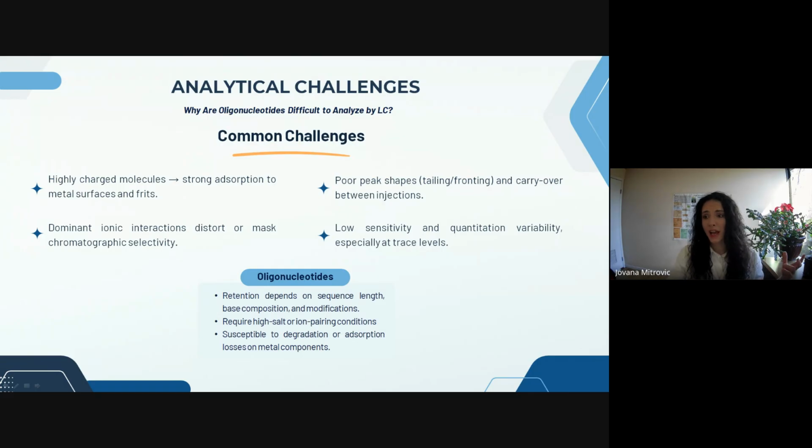In addition, ionic interactions tend to dominate the retention mechanism, which often masks the subtle selectivity we would normally expect from hydrophobic or polar interactions. These analytes as well are prone to carryover between injections, making reproducibility and quantitation especially challenging. So in summary, strong ionic interactions, metal adsorption, and sometimes even detection difficulties are the main reasons why conventional LC often fails for this type of analytes.